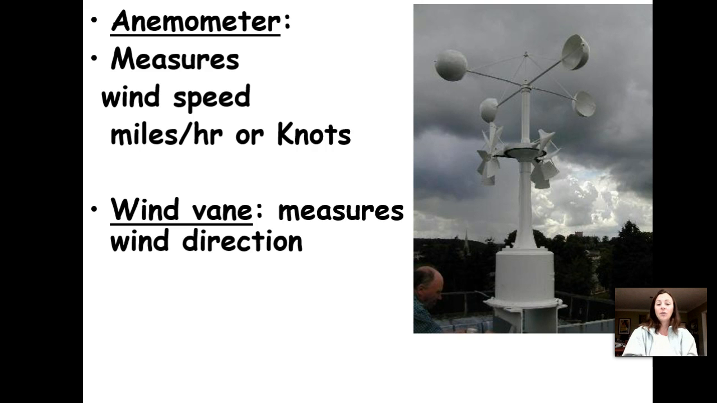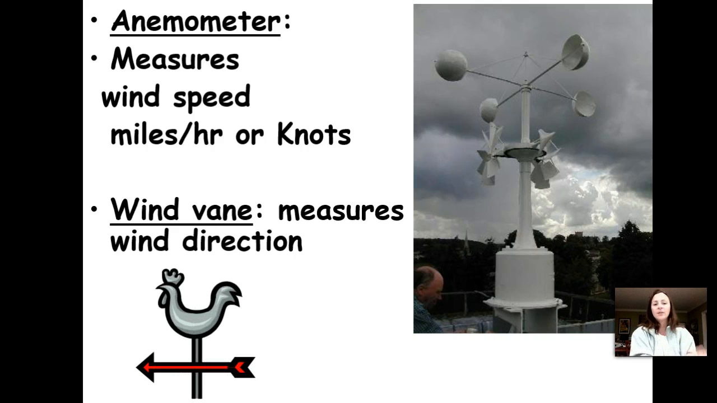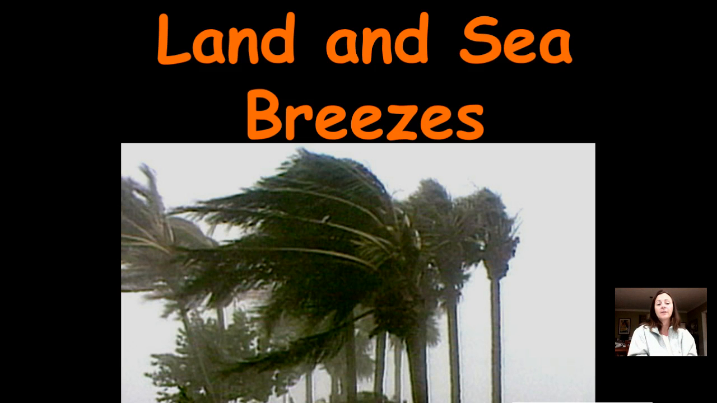A wind vane, which was in the picture that I had on my first screen. Some of you may have these on your houses, or you've seen them around. These wind vanes measure wind direction, so they tell us where the wind is coming from and going.